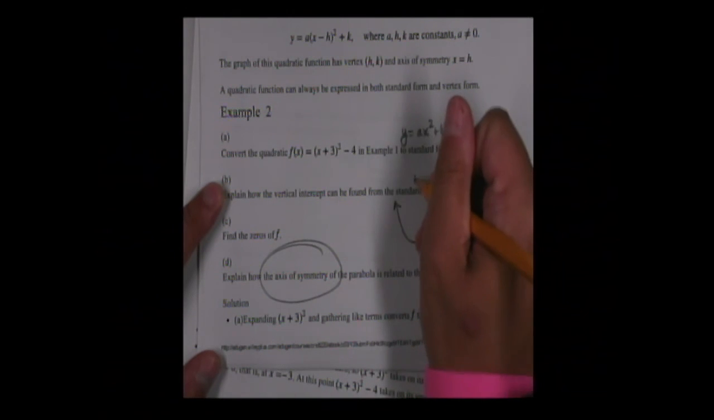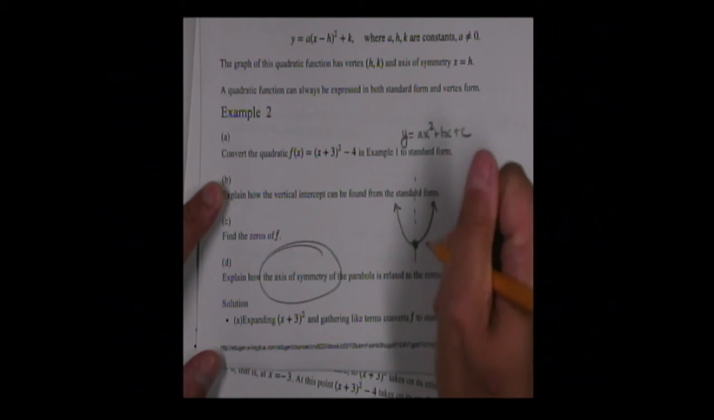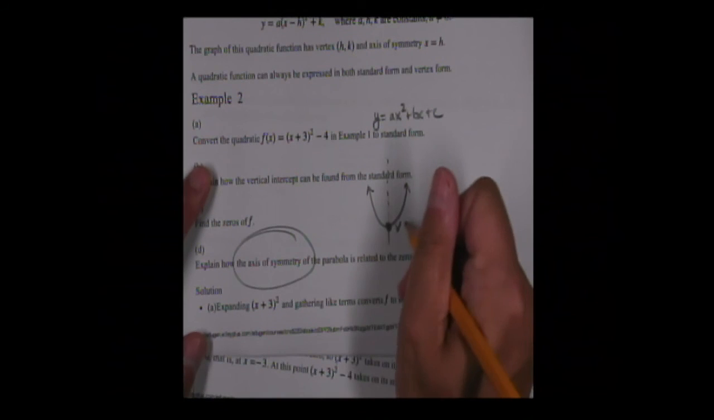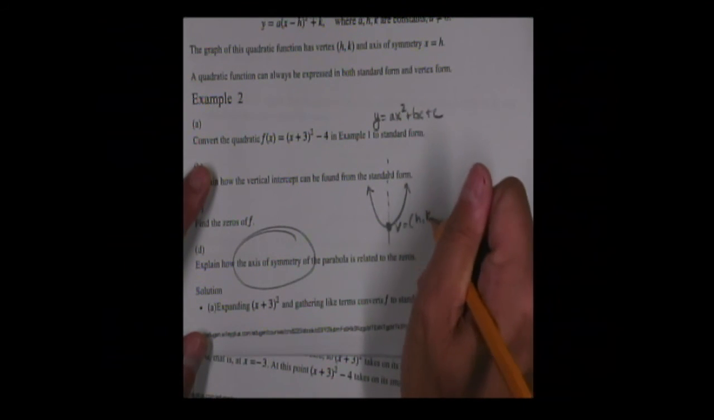Right, if here's my parabola, there's the vertex. And if my vertex is (h, k), this is the line that's my axis of symmetry.